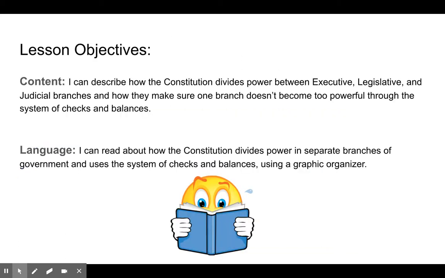Our objective for today is that we can describe how the Constitution divides power between the executive, legislative, and judicial branch. And we will learn specifically what those branches are. Later this week, we'll learn how they make sure one branch doesn't become too powerful through the systems of checks and balances. But today, we're just focused on the division of power between those three branches. Our language objective: we can read about how the Constitution divides power into separate branches of government and uses the systems of checks and balances, and we'll use a graphic organizer to do this.